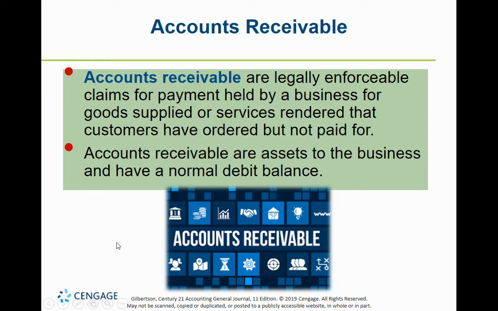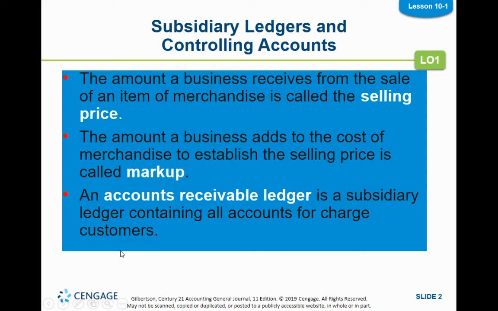So accounts receivable, the definition of accounts receivable is legally enforceable claims for payment held by a business for goods or supplies or services rendered that customers have ordered. So people have bought stuff from you, but they haven't paid for it. You've delivered it to them. They're going to pay you later. Accounts receivable are assets to the business and have a normal debit balance, just as a reminder for you there.